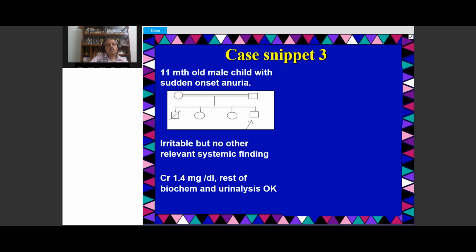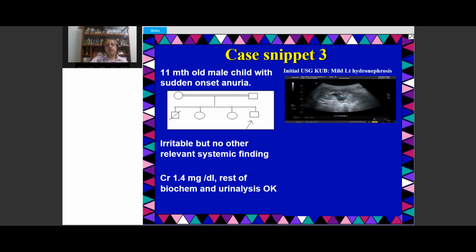This was an 11-month-old boy who presented with sudden onset anuria. The family has 2 girls who are doing well, and an earlier boy had also died from CKD. The child was irritable, with no other systemic finding, and the creatinine was slightly high. Initial ultrasound showed just a mild left hydronephrosis. So despite anuria, there was just a mild left hydronephrosis. If you remember, the earlier child also had gross hydronephrosis on one side with the stone block, but the other kidney was normal.